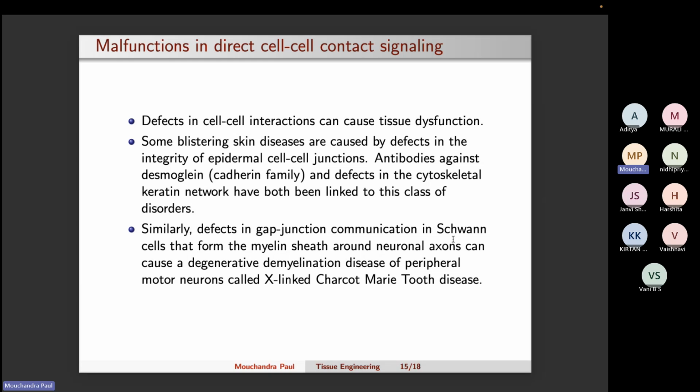So here, you recall the structure of the neuron, correct? There is the cell body, and there is the axon. The axon has a myelin sheath, and this sheath is made up of Schwann cells. Now, if there is a defect in the gap junctions between the Schwann cells, then this class of disease, called X-linked Charcot-Marie-Tooth disease, can start showing symptoms in the person.